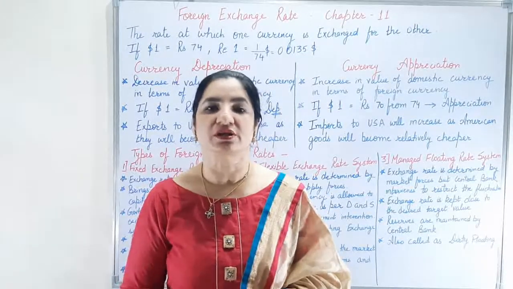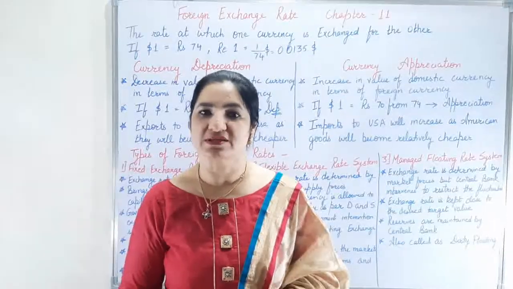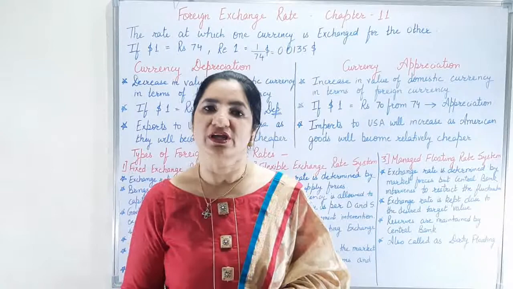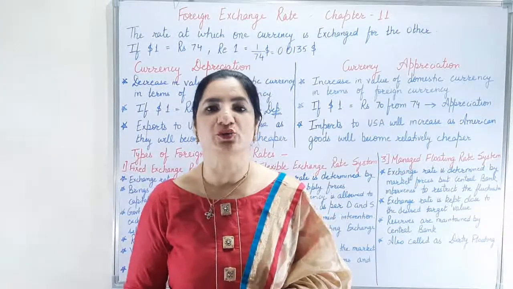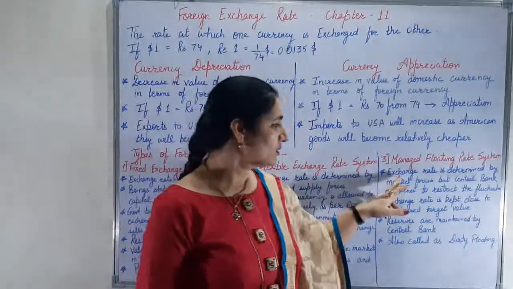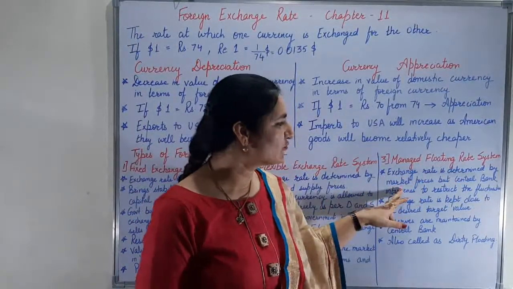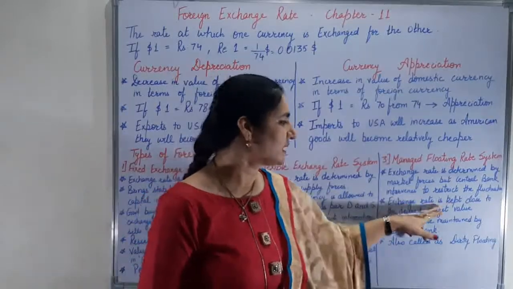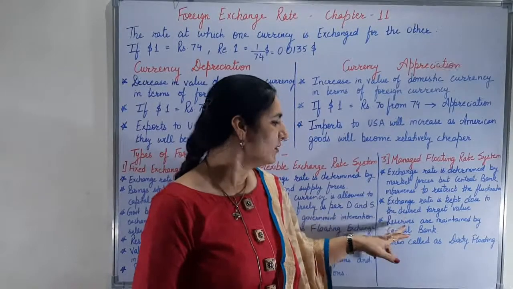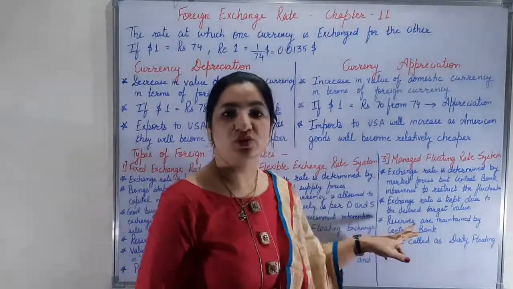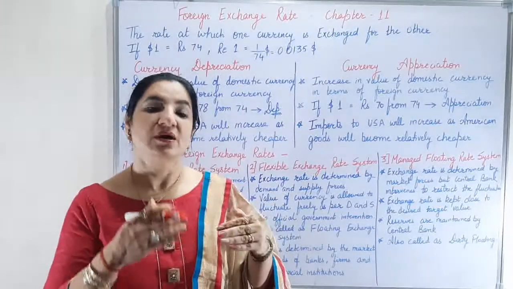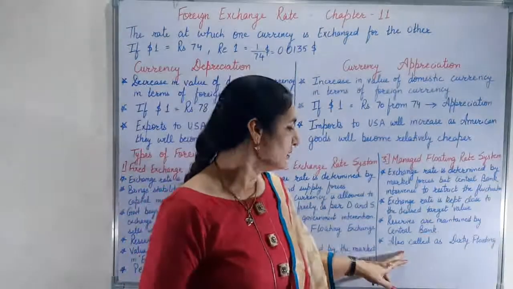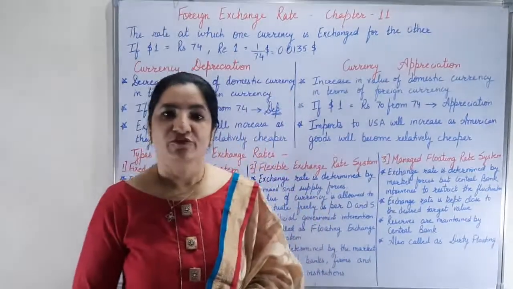With the intervention, the central bank buys or sells foreign currencies, the currencies of other countries, in the market to control the exchange rate. So, the exchange rate is determined by market forces, but the central bank intervenes to restrict the fluctuations. The exchange rate is kept close to the desired target value. Reserves are maintained by the central bank to control these kinds of fluctuations, but to an extent, up to the desired level, it is allowed to float, and it is also called dirty floating.